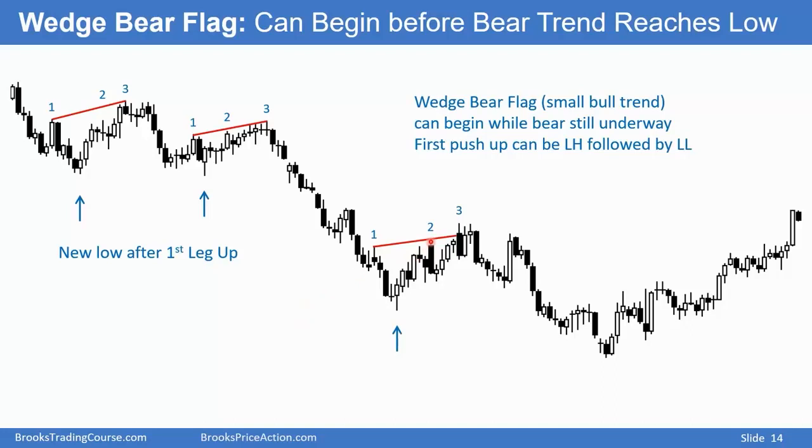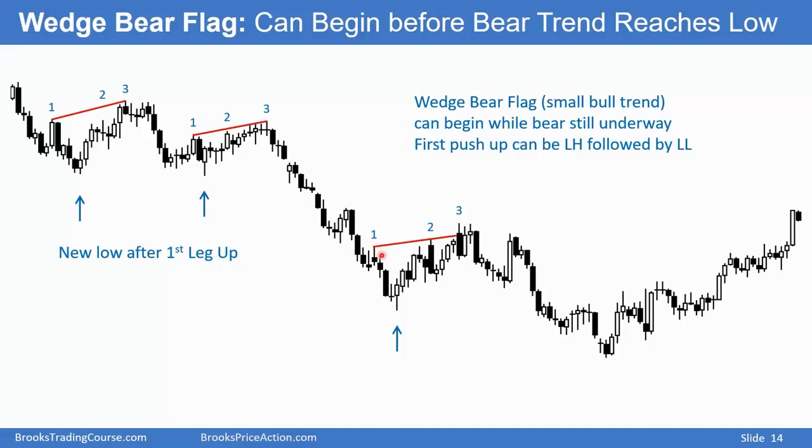You can call this 2 legs up, 1, 2, or you can say maybe it's a wedge bear flag where the bull trend began here, and then 2, and then 3. That's how I would label this. I would label this a wedge. I don't have the line drawn in here, but if you did draw it in, this would become a wedge-shaped pattern.